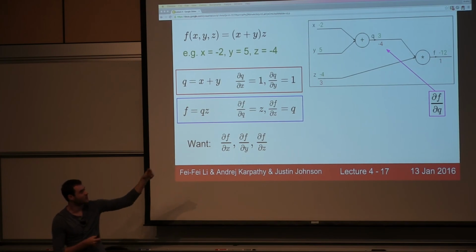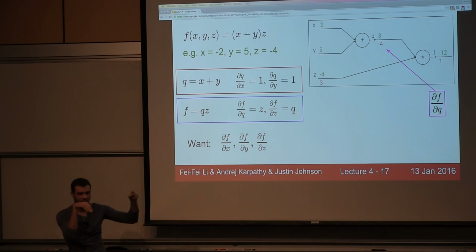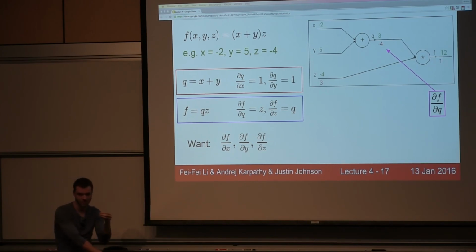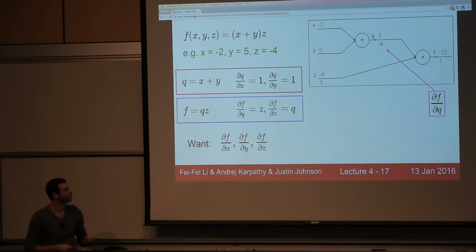And what that's saying is that if q were to increase, then the output of the circuit will decrease. Okay, if you increase by h, the output of the circuit will decrease by 4h. That's the slope, is -4.